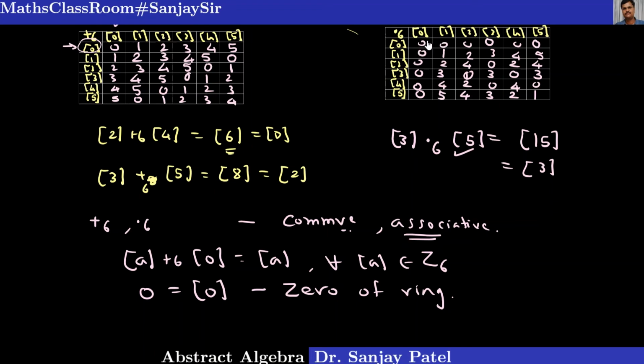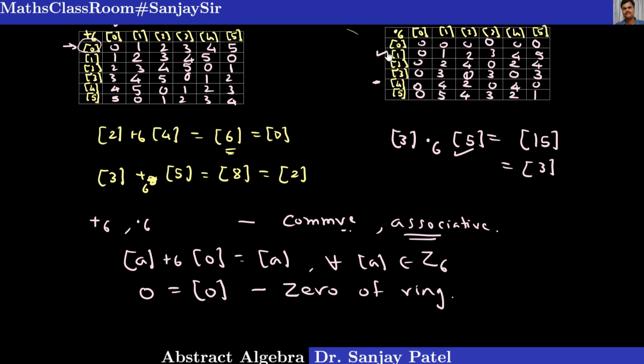For the unity element, again you have to check the identity element for multiplication. So if I take, say for example, 3 or 4, I must get a copy of this title column. If I take 4 over here, I must get a copy of the title row here, but it is not so. See, 0 goes to 0 is fine, but 1 does not go to 1. 1 goes to 4. So this is not an identity element.